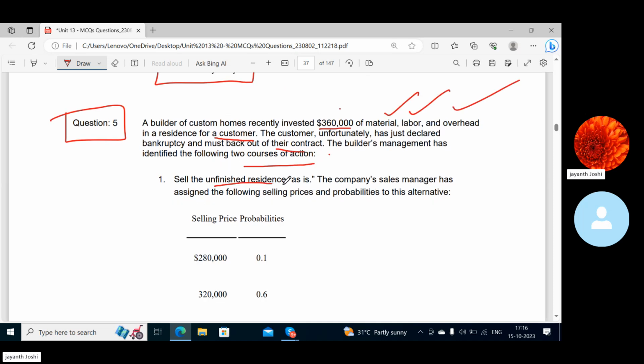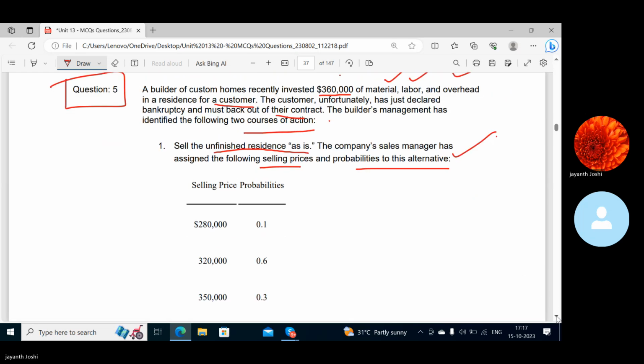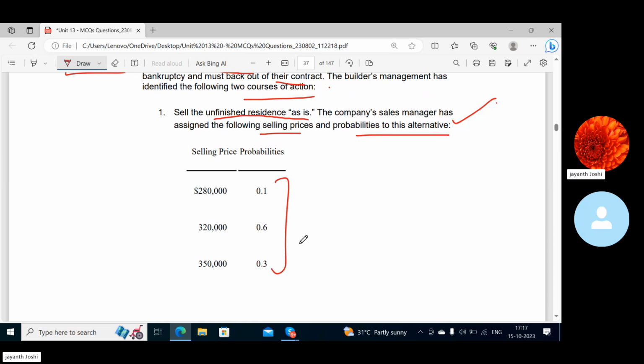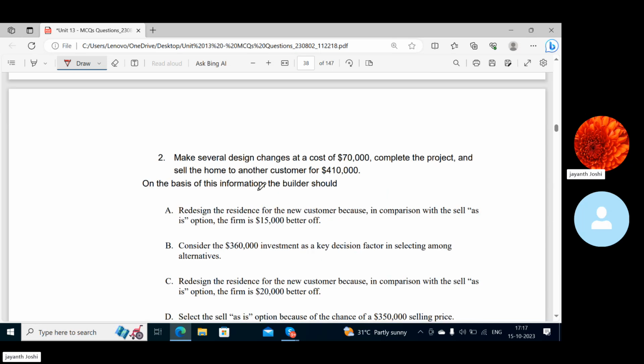Sell the unfinished residence as is. The company's sales manager has assigned the following selling prices and probabilities to this alternative. It's a probabilistic approach, right? So the selling prices are given to you if they want to sell, and these are the probabilities of getting them. So let us see what they're going to ask. That was the first option.